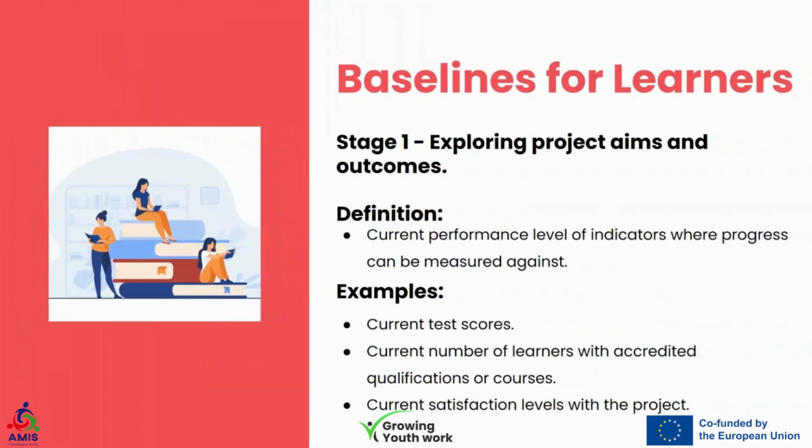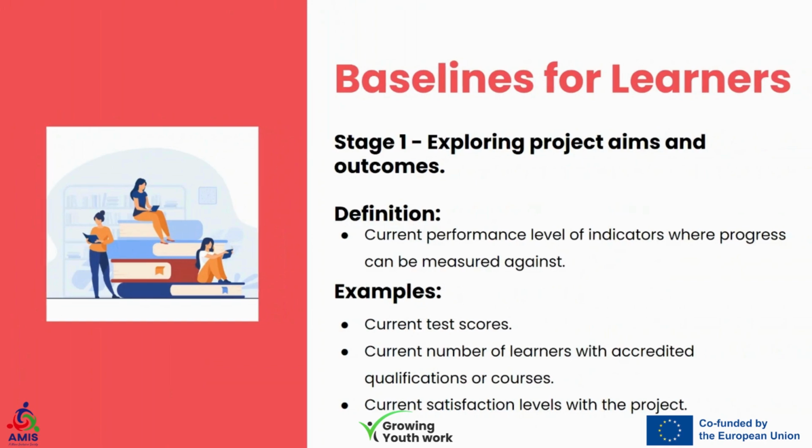Baselines for learners. The baselines of these indicators for learners are the current performance level of the chosen indicators where the progress of the project can be measured against. Examples of baselines could be the current test scores of students. It could be the current number of learners with accredited qualifications or different types of courses, or it could be the current level of satisfaction with the project or program.